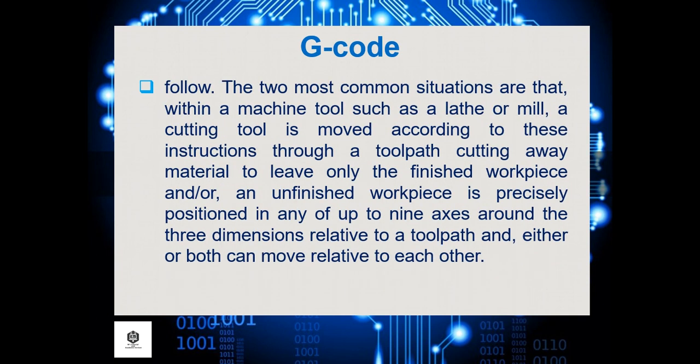The two most common situations are that within a machine tool such as a lathe or mill, a cutting tool is moved according to these instructions through a toolpath cutting away material to leave only the finished workpiece, and or an unfinished workpiece is precisely positioned in any of up to 9 axes around the 3 dimensions relative to a toolpath, and either or both can move relative to each other.